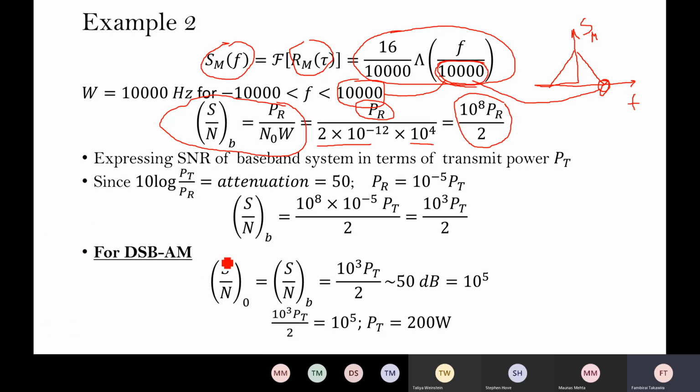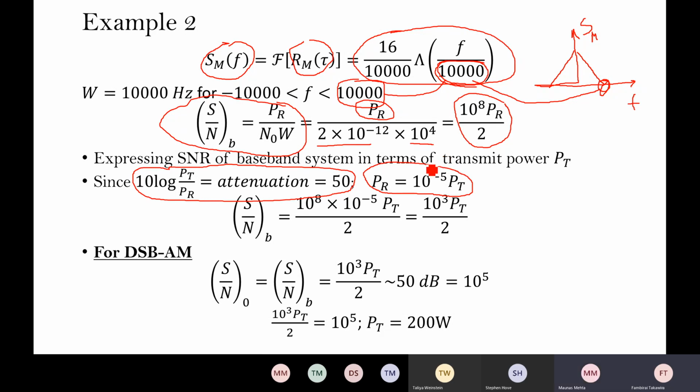It's given in the question, because the question says that the attenuation we have is 50 decibels, which means essentially the transmit power is reduced by 50 dBs. Convert that 50 dBs to an actual power ratio, not a decibel ratio, then we're saying PR upon PT is equal to 10 to the minus 5, which gives us that PR is equal to 10 to the minus 5 times PT.